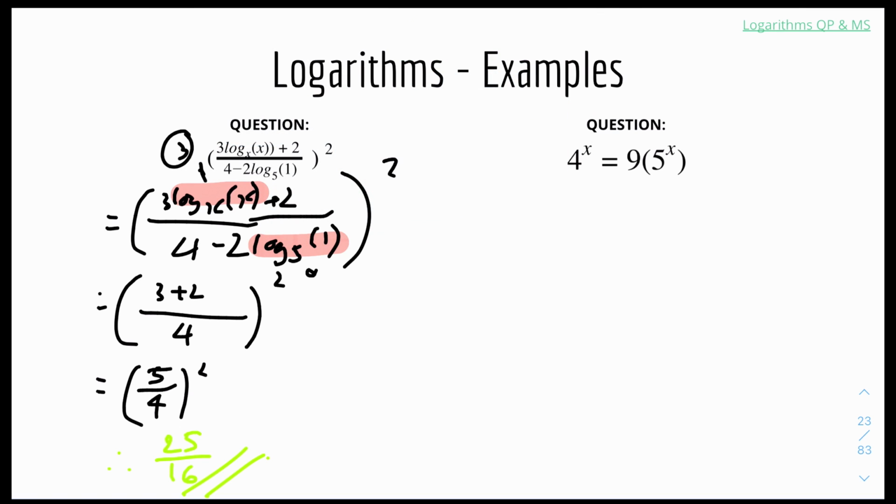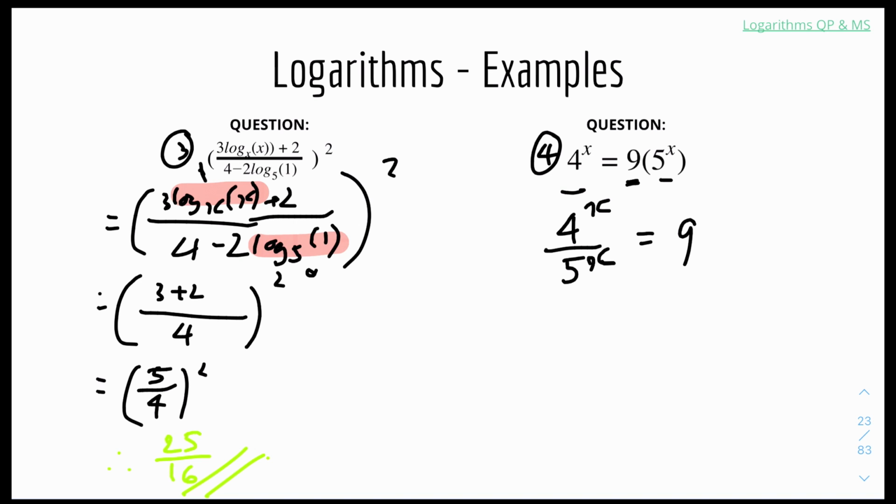And then lastly, here we have this example for logs. We note that there's a normal number without a power, and we have 2 powers. So in this case, we can use one of the rules by dividing both sides by 5 to the power of x. So 4 to the x divided by 5 to the x equals 9.